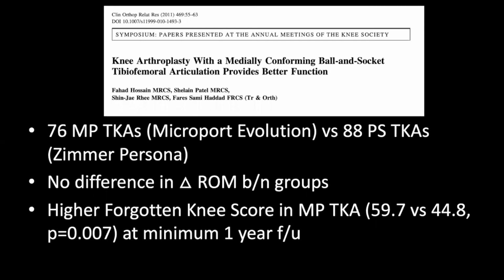This is a study by Hossein and coworkers that looked at 76 medial pivot total knee arthroplasties, which was the MicroPort Evolution, in comparison to 88 posterior stabilized total knee arthroplasties, which was the Zimmer Persona. They found no difference in the preoperative to postoperative change in range of motion between the two groups, but they did find a higher forgotten knee score in the medial pivot total knee arthroplasty design of 59.7 compared to 44.8 at a p-value of 0.007 at a minimum of 1 year follow-up.